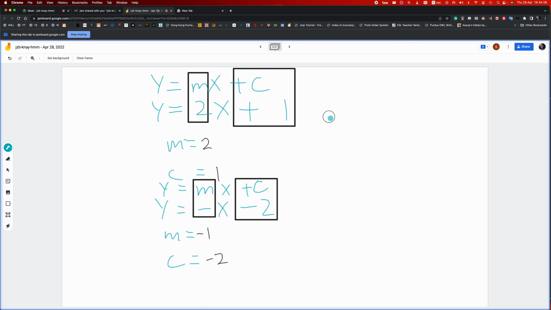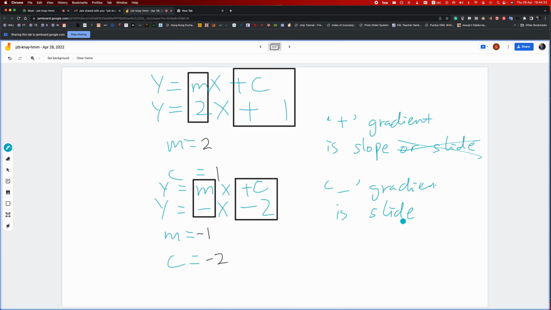So, positive gradient, slope or slide? Positive gradient is a slope or slide? Slope. Okay, good. Negative gradient, slope or slide? Slide. Very good. So that's how you decide. Okay? These 2 points must remember. Are you clear? Yes. Okay.